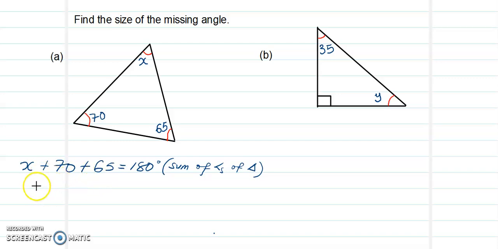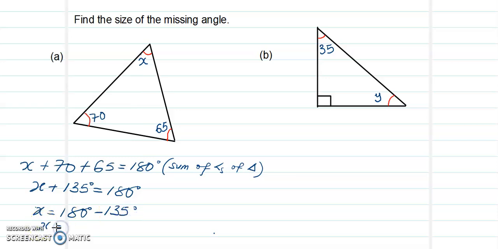So if I solve this, we have x plus 70 plus 65 gives us what? 135. So x plus 135 is equal to 180 degrees. Then I subtract 135 from both sides, and we have x is equal to 180 minus 135. So 180 minus 135 gives us what? That gives us 45 degrees. That means my x is equal to 45 degrees.